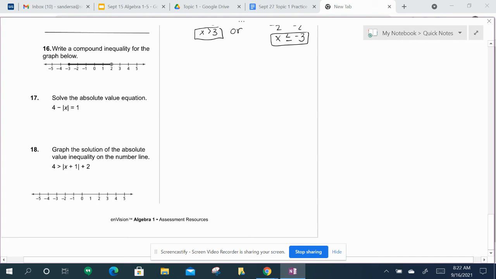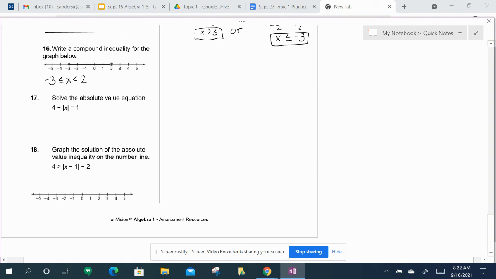Number 16 asks us simply to write a compound inequality for this graph. Guys, you can do this in two ways. Because it's an "and" and everything is stuck together, we can write it as one compound inequality, putting the negative 3 first, because it's a solid dot, saying less than or equal to x, and then looking at the 2, because it's an open dot, just leaving it as a less than symbol.